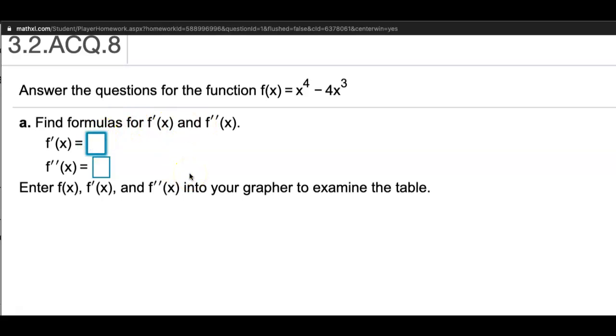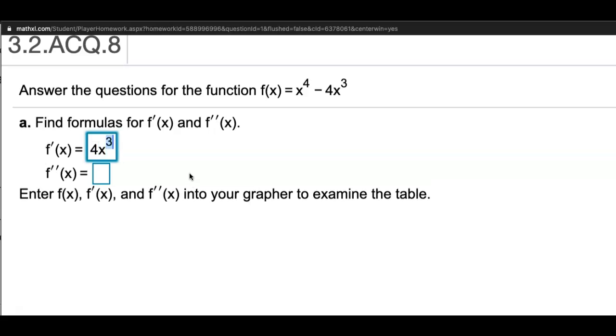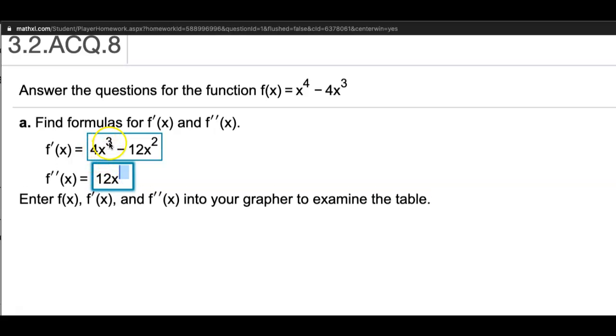So the first derivative is 4x to the 3rd power minus 12x squared, just using the power rule. And going to the second derivative, 4 times 3 will give me 12x to the, and I have to go down 1 from the degree of 3, squared, minus 12 times 2 is 24, and x squared becomes just x to the 1st power. Okay, I'm going to zoom out.